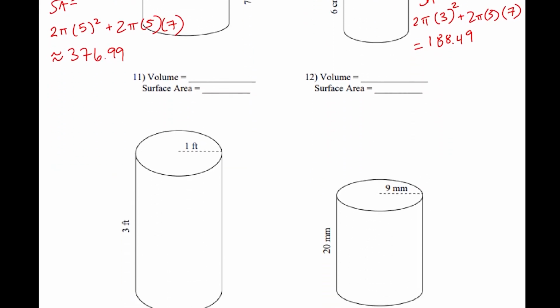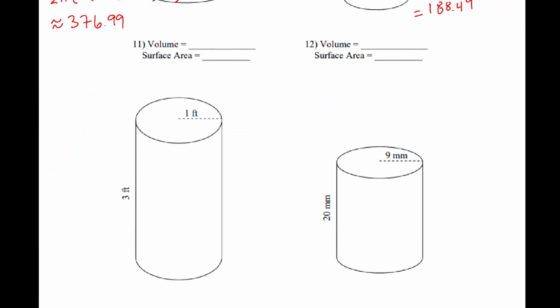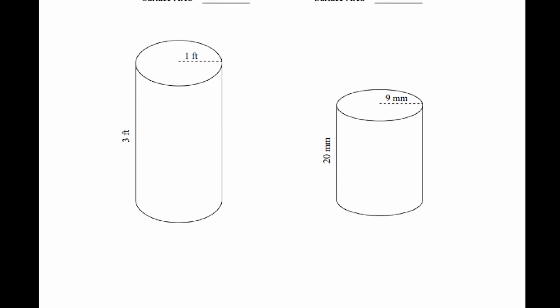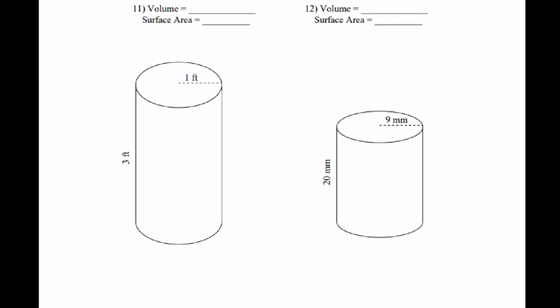Number 11. Okay, so we got two more here. We're going to solve them both exactly the same way as we did the previous problems. So let's get at it. The volume for number 11, pi times 1 squared times 3. So really that just breaks down to 3 pi, which is 9.42. And that's cubic feet.